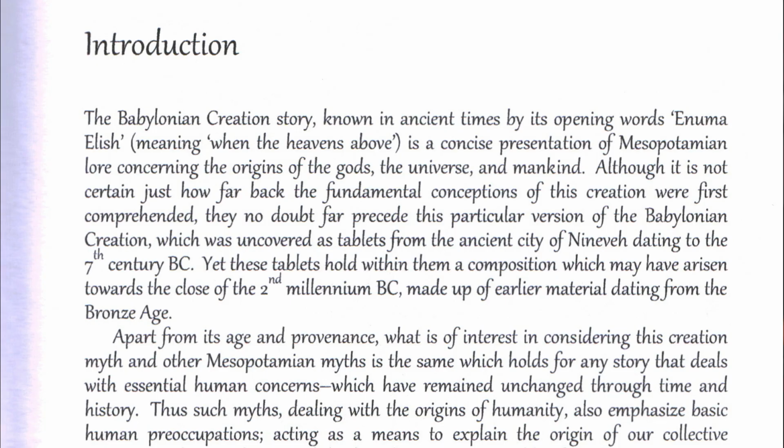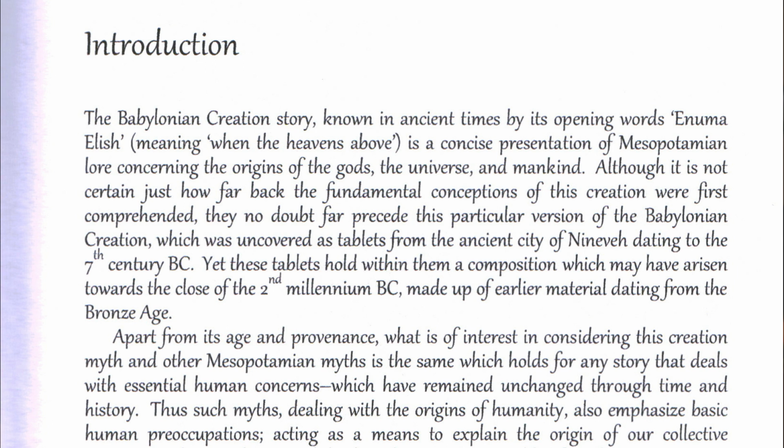But listen to this. The Babylonian creation story, known in ancient times by its opening words, Enuma Elish, meaning when the heavens above, is a concise presentation of Mesopotamian lore concerning the origins of the gods, the universe, and mankind. Although it is not certain just how far back the fundamental conceptions of this creation were first comprehended, they no doubt far precede this particular version of the Babylonian creation, which was uncovered as tablets from the ancient city of Nineveh, dating to the 7th century BC.